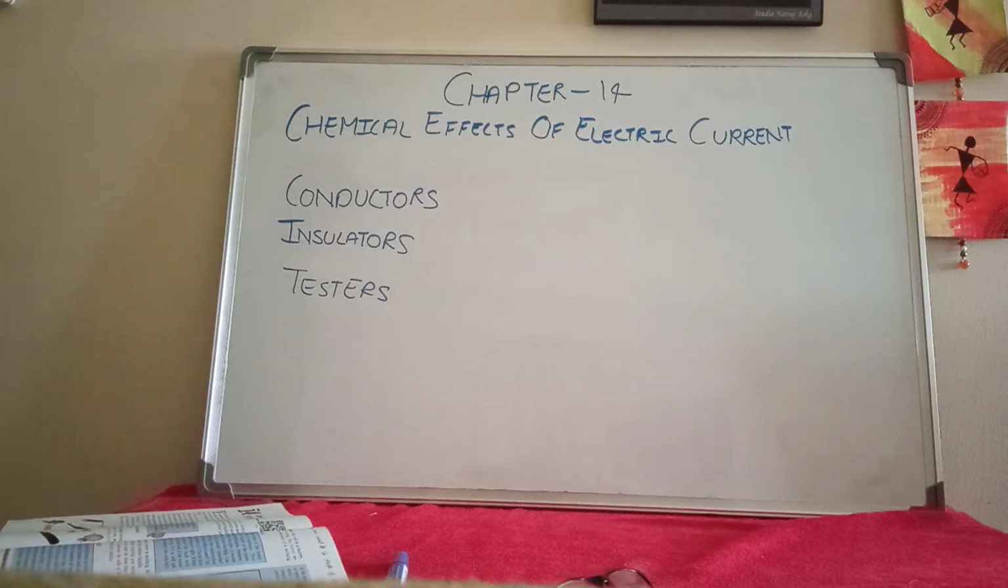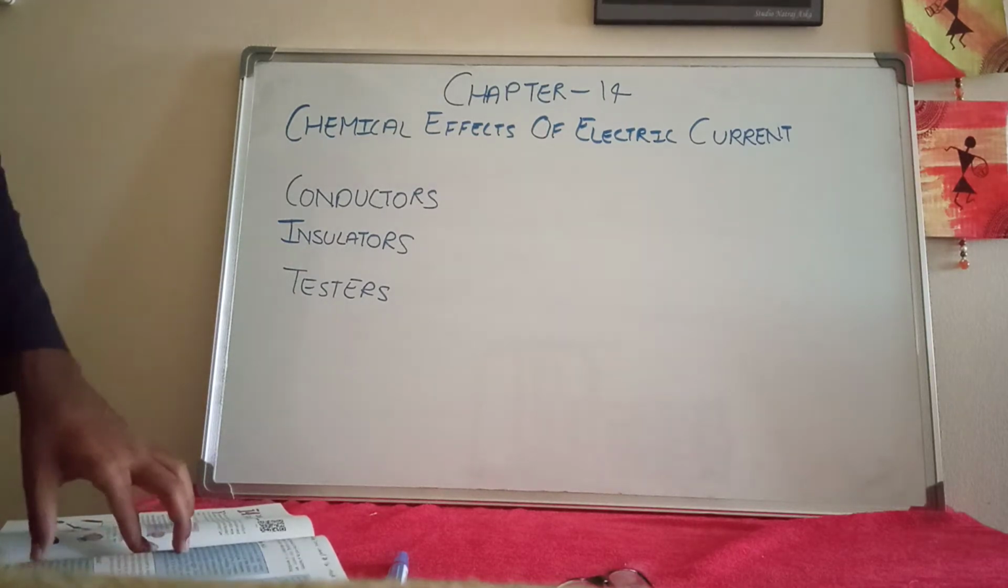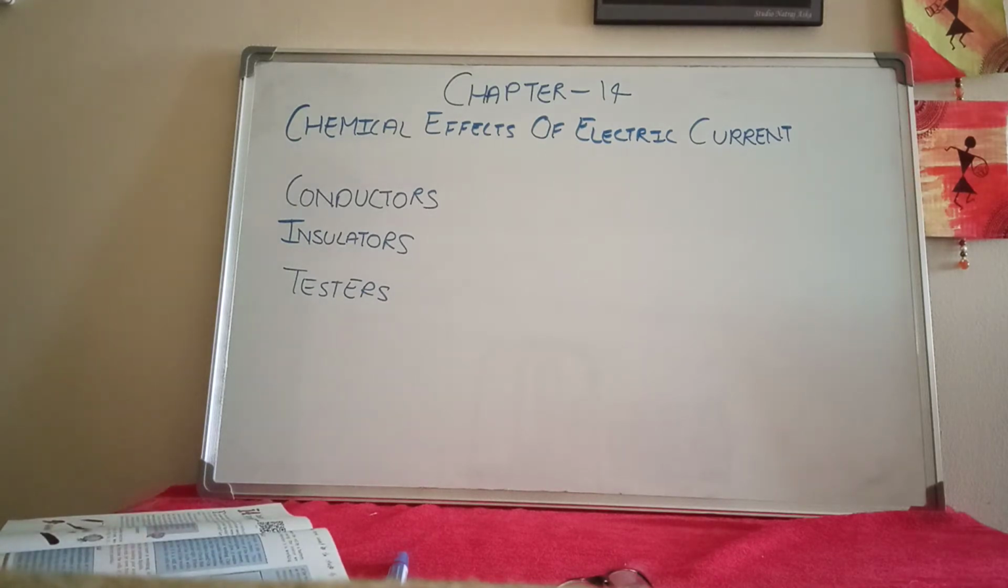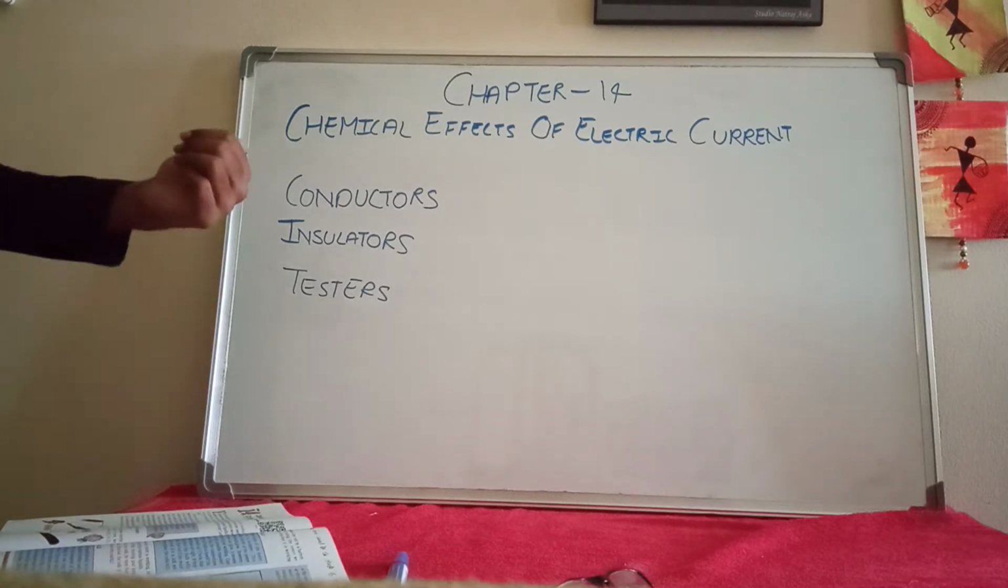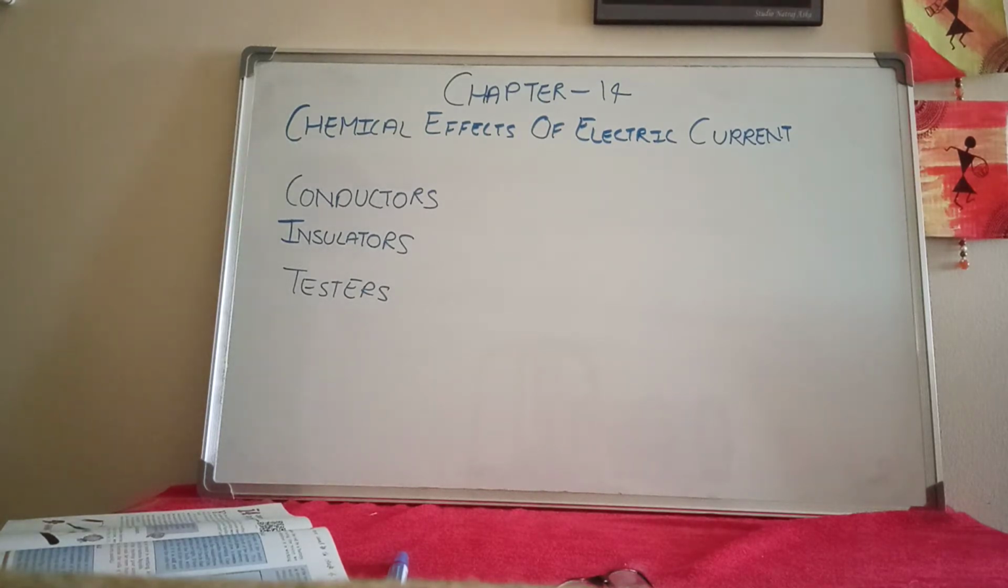Last year we had a chapter called the physical effects of electric current, in which we discussed the heating effect and the magnetic effect of electric current. Today we'll be continuing that, and we will be learning about chemical effects. So first, what are conductors? Conductors are any material which conduct electricity through it. Insulators are materials which do not conduct electricity. And testers are instruments which are used to check if current is passing through an electric circuit.